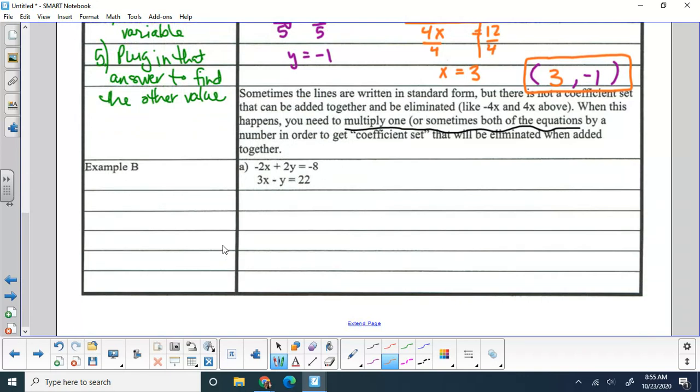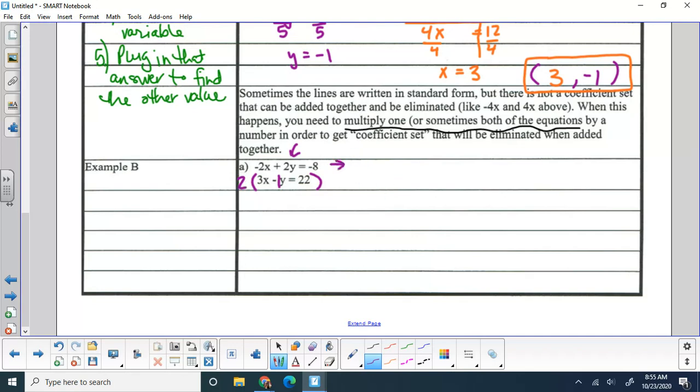Let's take a look at another problem. So in the next problem, which variable do you think you would want to make be the same but opposite? You guessed it, I would choose to make the y variables the same but opposite because they're already opposite, and I can multiply the bottom equation by 2 and have them be the same number. So I'm going to multiply the bottom equation by 2.